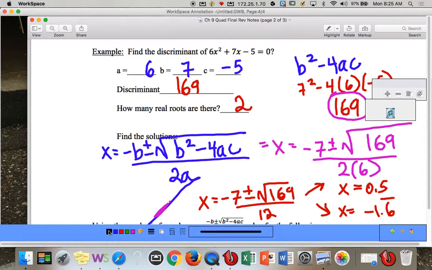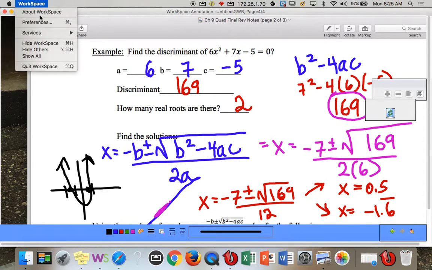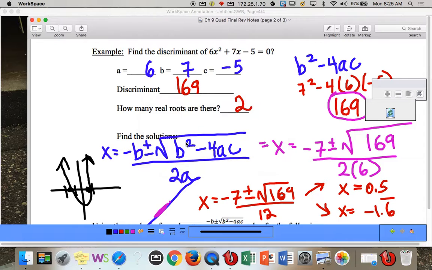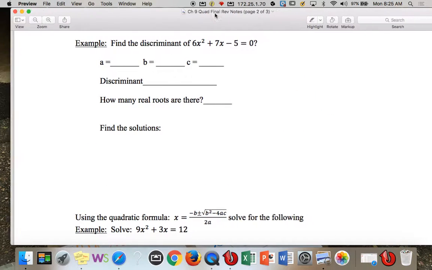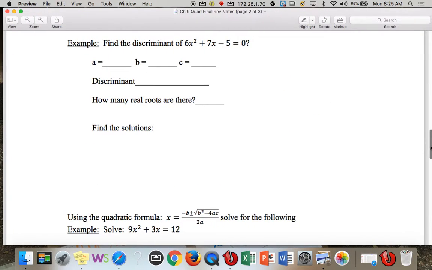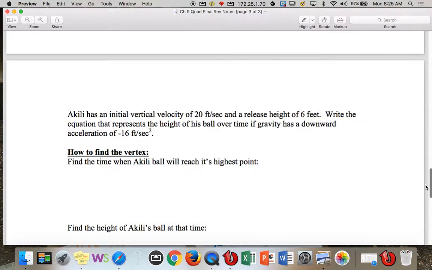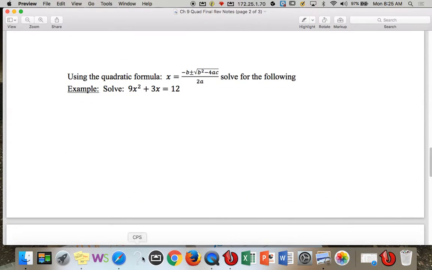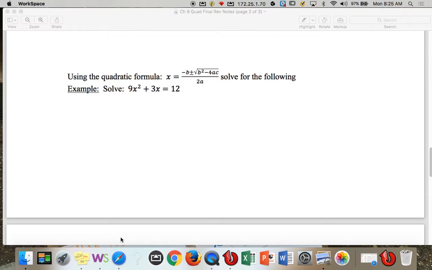And so if we were to graph this, again, we have two solutions. One would be at 0.5, and one would be at negative 1.6 repeating. So our graph might look something like this. We did much more quadratic formula practice right here. So using the quadratic formula, let's do one more. Solve for the following.